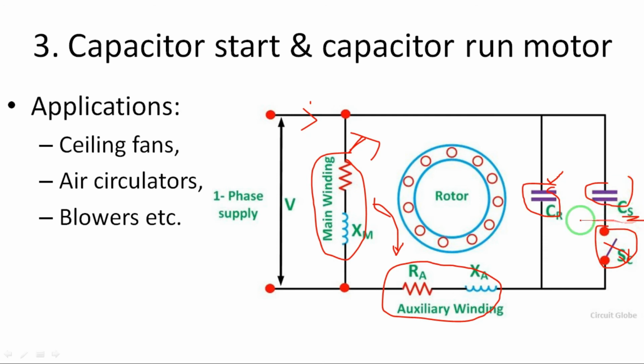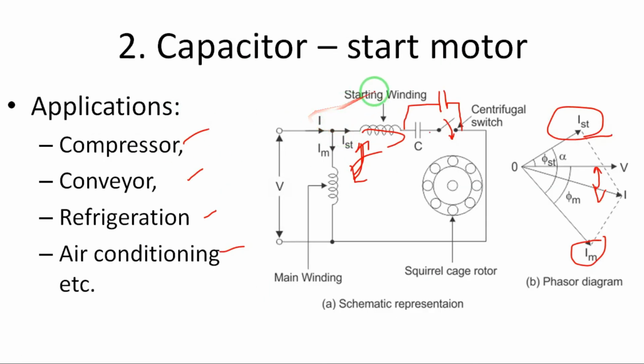This is the starting capacitor. The running capacitor and auxiliary winding are always connected to the main winding. So this is what we use in ceiling fans. We already know that the rotor part is a squirrel cage type. In every single phase induction machine, the rotor part is squirrel cage type. Only the stator part is changing. Applications are air circulators and blowers, etc. The capacitor run motor is better than the capacitor start motor.